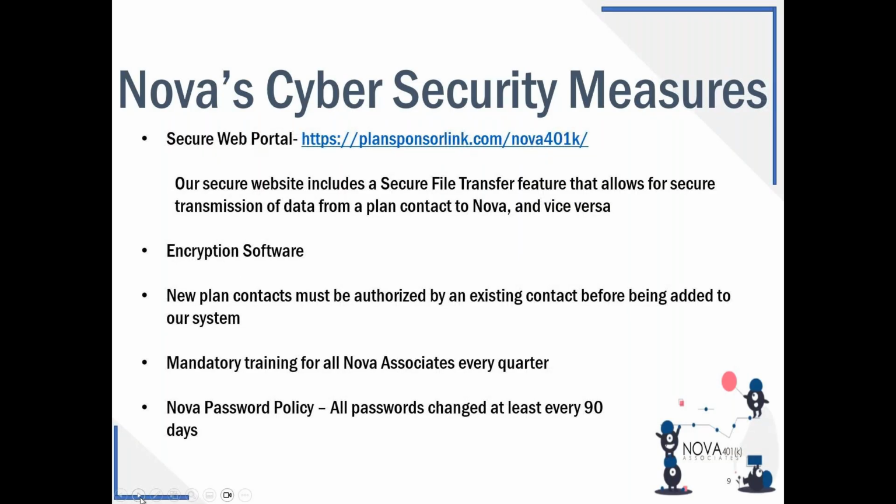NOVA does have a secure web portal by using our plan sponsor link. You can see that the address is there, but your account manager will have at the bottom of every email that he or she sends a link to our plan sponsor link. So you can just click on that, log in, and then use the secure file exchange to send your information. Also, our annual census request is done through the plan sponsor link and allows you to submit the annual census data to us in a secure way. You never want to send these files through regular email. Similarly, you don't want to send distribution requests or anything like that through regular email.